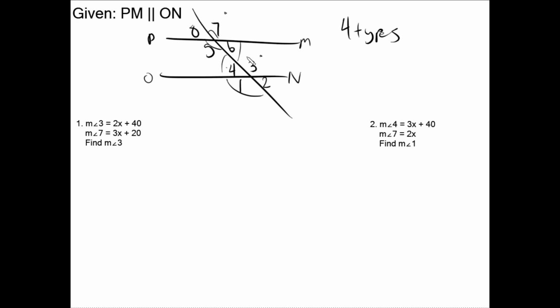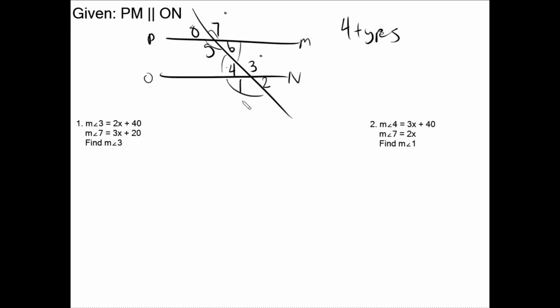So 7 and 4 don't have anything in common. They're not vertical because they're not right across from each other. They're not alternate interior because one is on the exterior, one is on the interior. So it can't be alternate exterior either. And it cannot be corresponding because they are not in the same part of the four angles on a different line. So how are we going to figure this out?